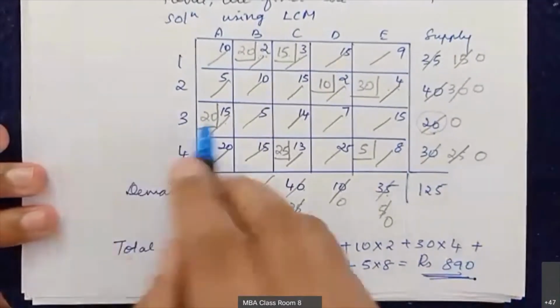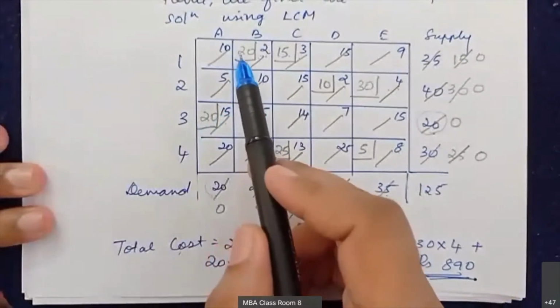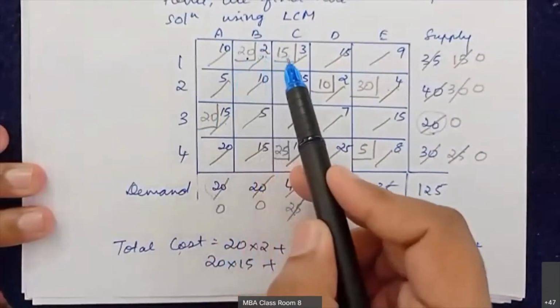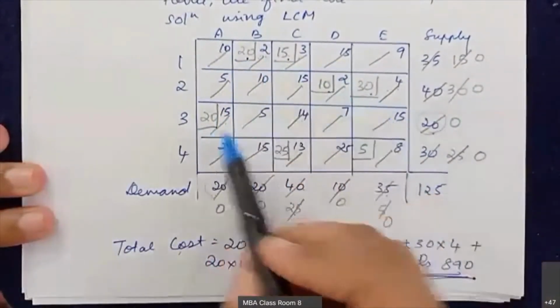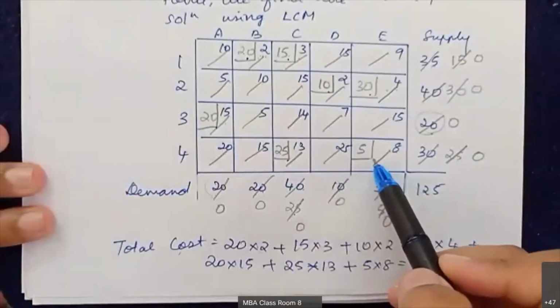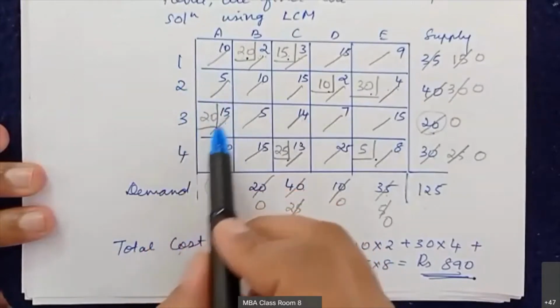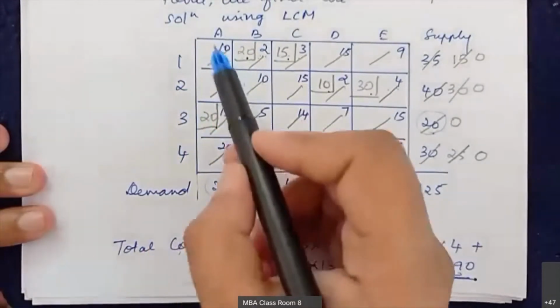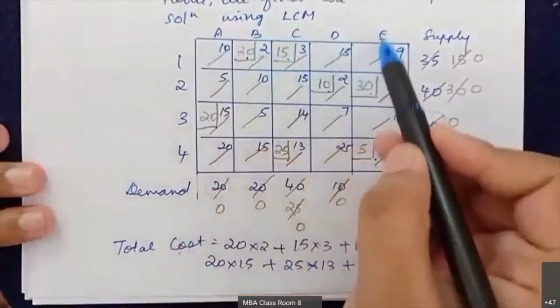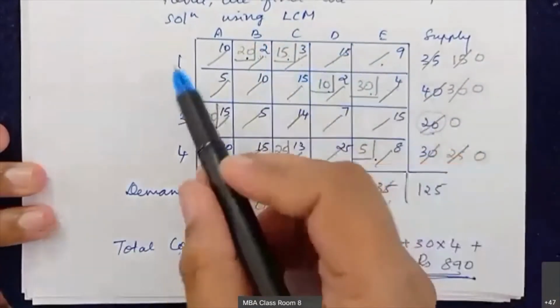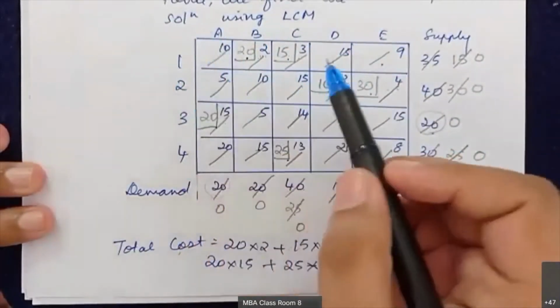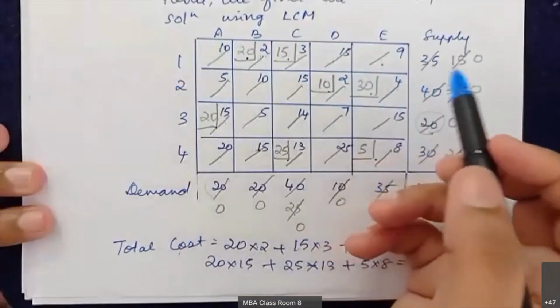So here, how many allocations do we have? This is 1 allocation, 2, 3, 4, 5, 6 and 7. 7 allocations. Total number of rows: 1, 2, 3, 4. Total number of columns: 1, 2, 3, 4, 5. So 5 plus 4 rows minus 1. 5 plus 4 is 9, minus 1 is 8.